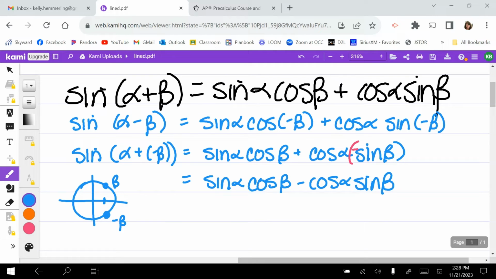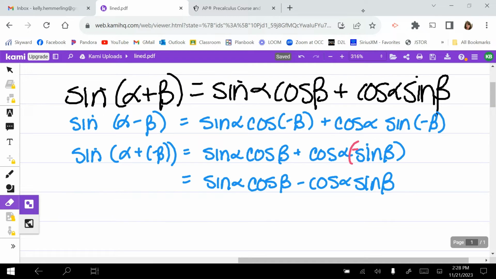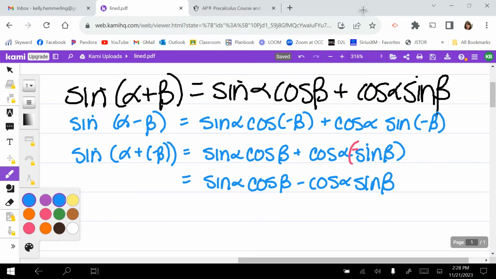And so there you have the identity for sine of alpha minus beta, not because we memorized it, but just because we know about reflections on the unit circle, and we can easily get from one to the other. Okay, so now we've got sine of alpha plus beta and we have sine of alpha minus beta.